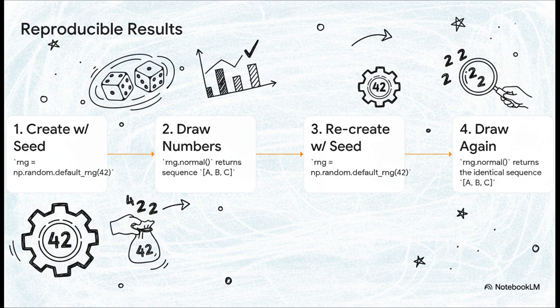the sequence. But, and here's the magic part, in step 4, we create a brand new generator, but we give it that exact same seed, 42. And look at step 5. When we ask it for 3 numbers, we get the exact same sequence we got back in step 2. That is a game changer for reliable research.